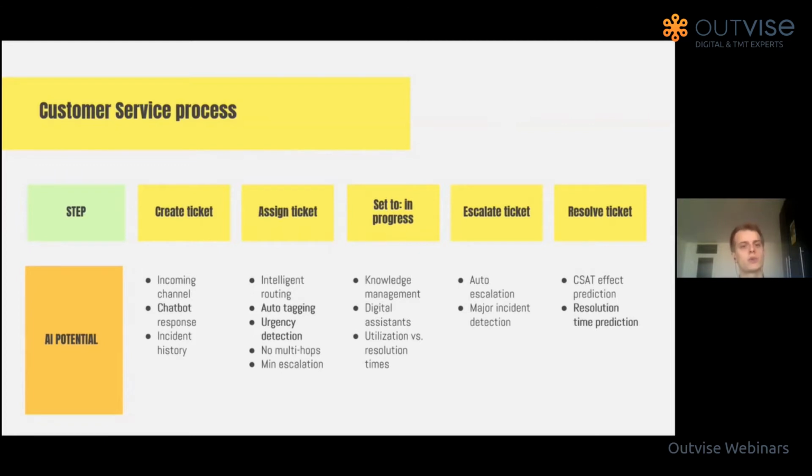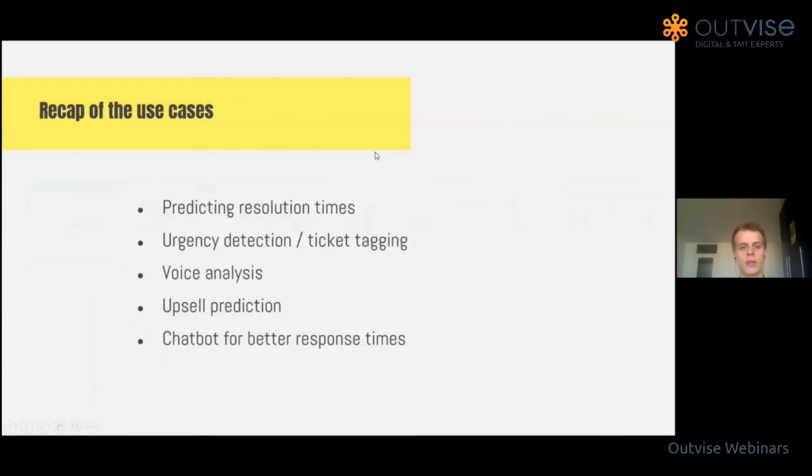This was the overall picture of the customer service process and the use cases. And on this slide, to recap those use cases that we had an in-depth look into, those were prediction of resolution times, urgency detection, voice analyses, upsell predictions, as well as chatbots for better response times.